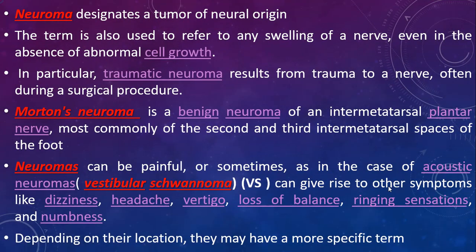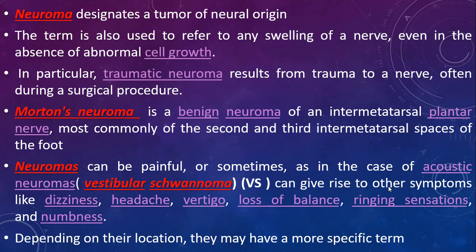Neuroma designates a tumor of neuronal origin. The term is also used to refer to any swelling of a nerve, even in the absence of abnormal cell growth. In particular, traumatic neuroma results from trauma to a nerve, often during a surgical procedure. Morton's neuroma is a benign neuroma of an intermetatarsal plantar nerve, most commonly of the second and third intermetatarsal spaces of the foot.